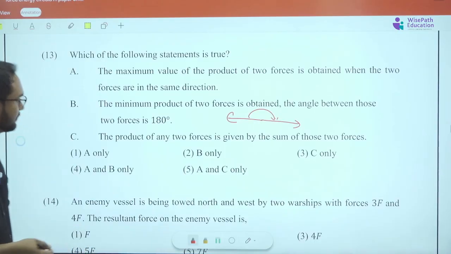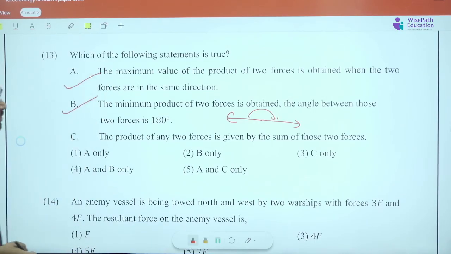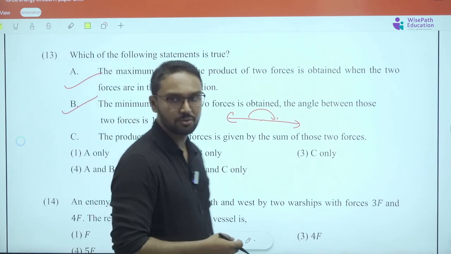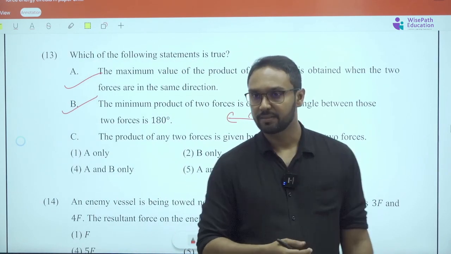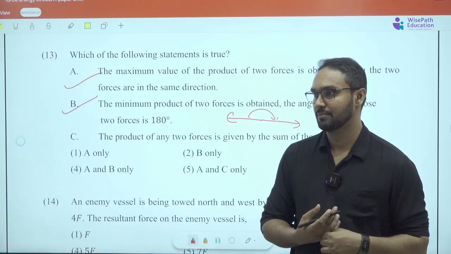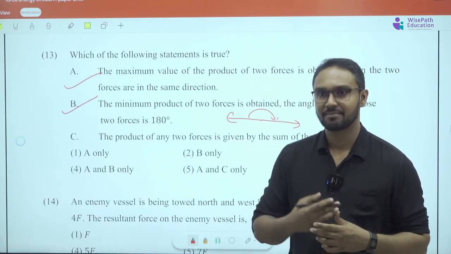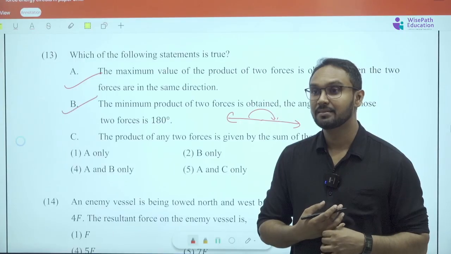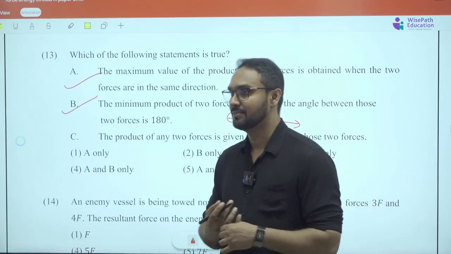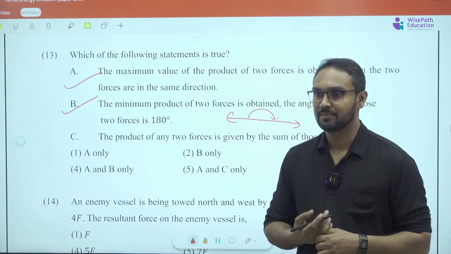That is also correct. C. The product of any two forces is given by the sum of those two forces. What do you say? Why?